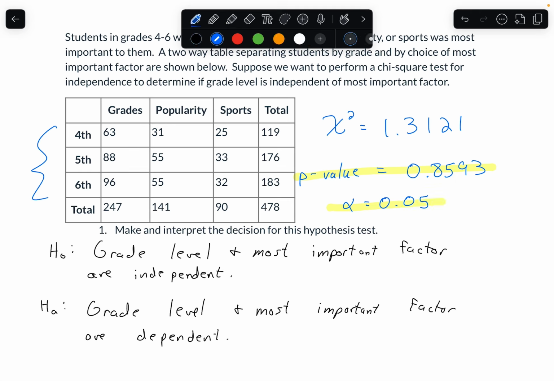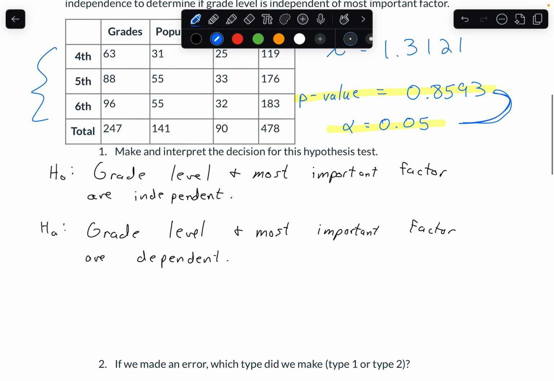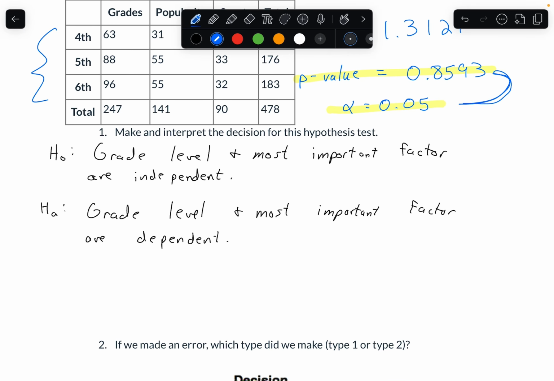So remember, we're comparing these two numbers, the p-value and our alpha. If the p-value is less than alpha, then we reject. I always try to phrase it in that same way every time. I say, is the p-value less than alpha? In this case, no, the p-value is not less than alpha, so that means that we will not reject H0. So do not reject H0 is my decision, first of all.